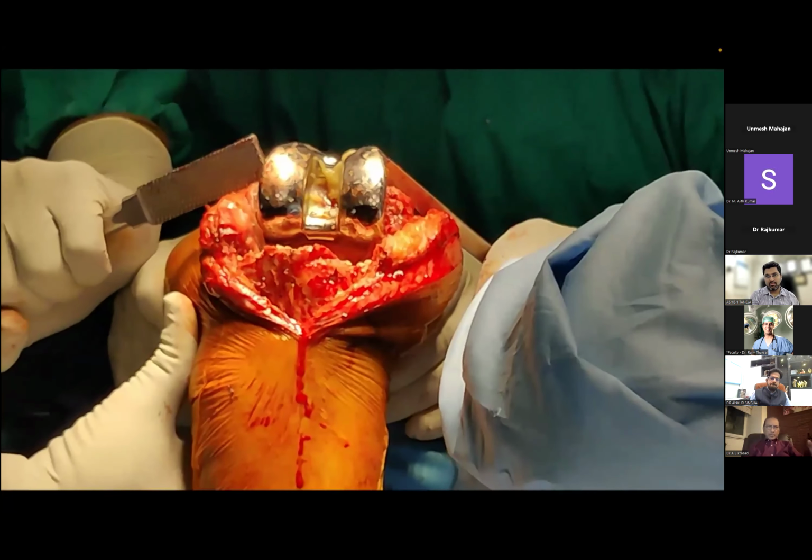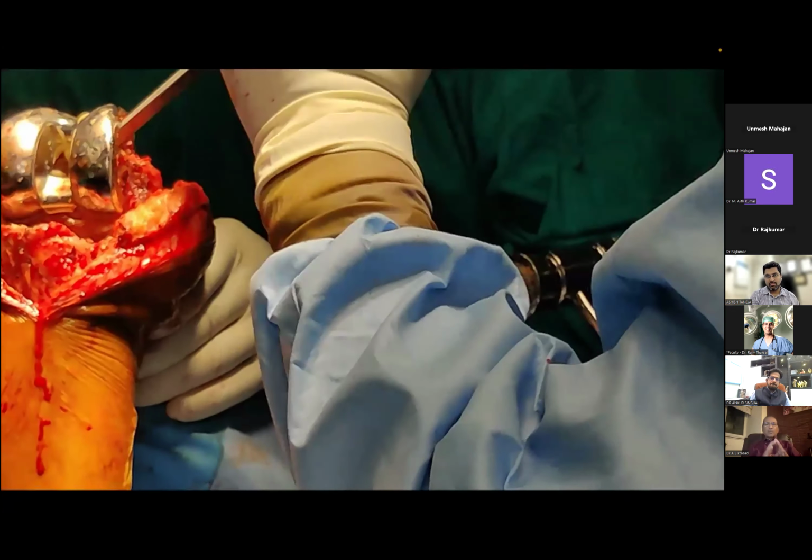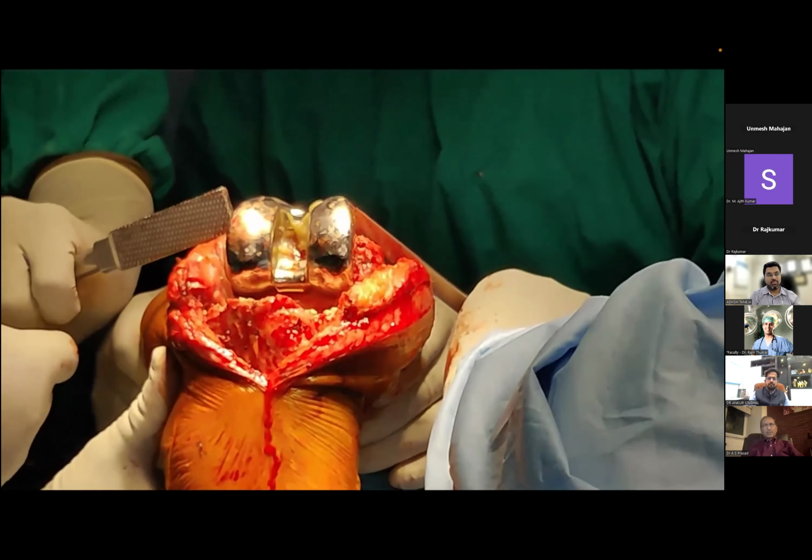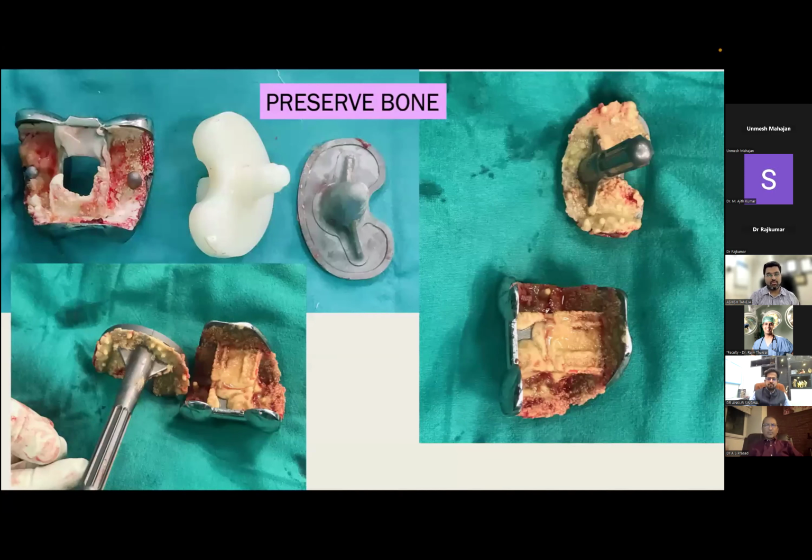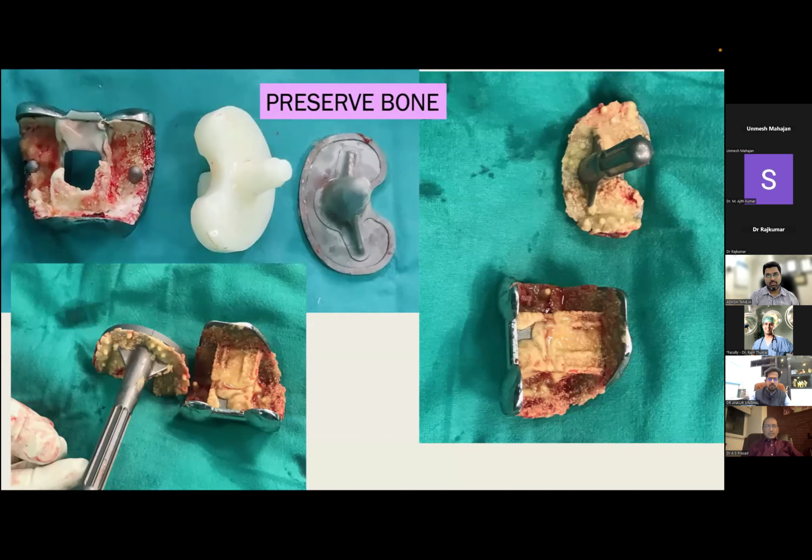If there are other issues, be prepared to do an osteotomy. And if you have seen that there's a stem and something. The whole idea is to preserve bone. Try to see that our implant doesn't come away with a lot of bone, and it can come with a lot of femoral condyle also. Assess it and then go on.